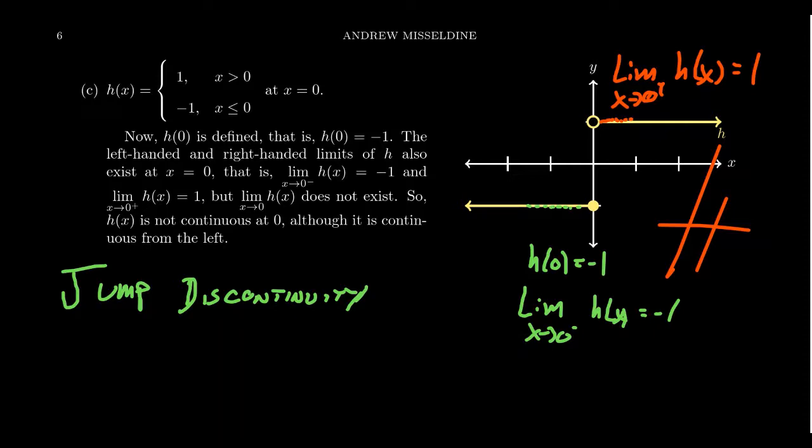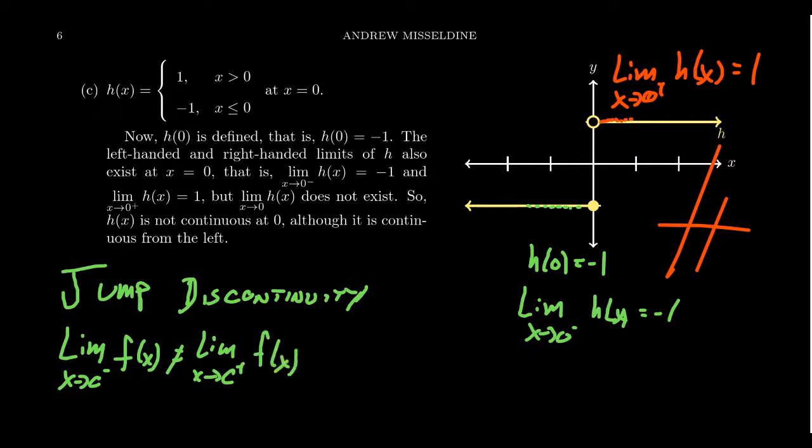And so a jump discontinuity occurs when the left limit of a function disagrees with the right limit of the function. So if the left limit exists and the right limit exists, but they don't agree with each other, we call this a jump discontinuity because they don't match up with one another. Now, whatever the function's doing doesn't matter. We still call it a jump discontinuity.